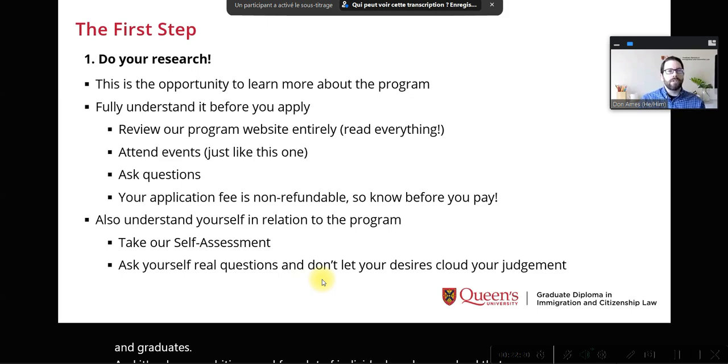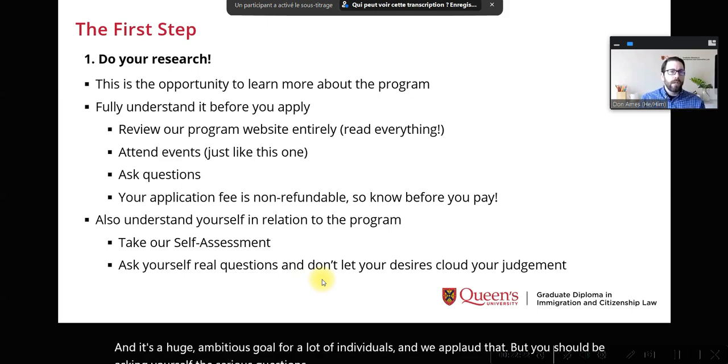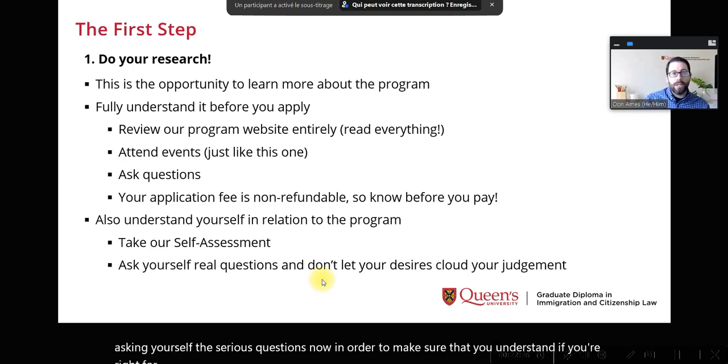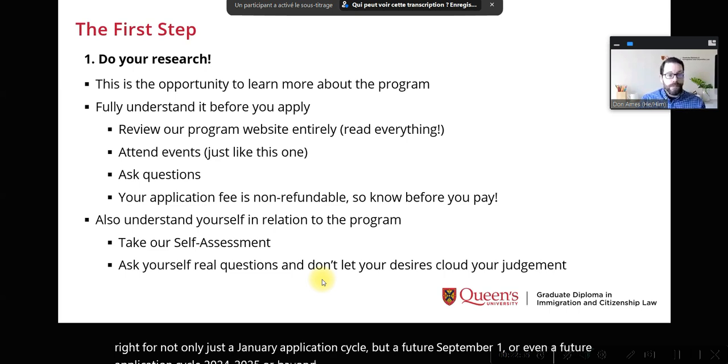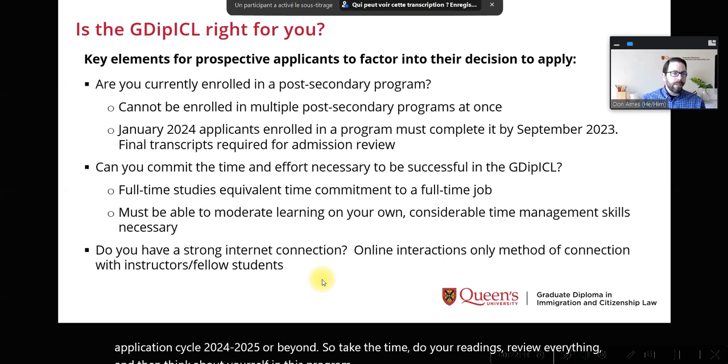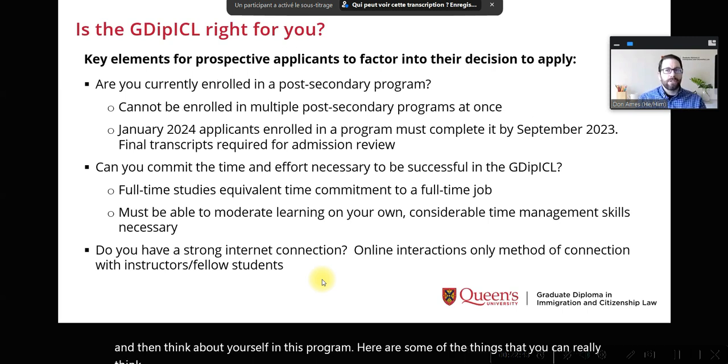But you should be asking yourself the serious questions now in order to make sure that you understand if you're right for not only just a January application cycle, but a future September one, or even a future application cycle, 2024, 2025, or beyond. So take the time, do your readings, review everything, and then think about yourself in this program. Here's some of the things that you can really think about or ask yourself when it comes to, am I right for this program?